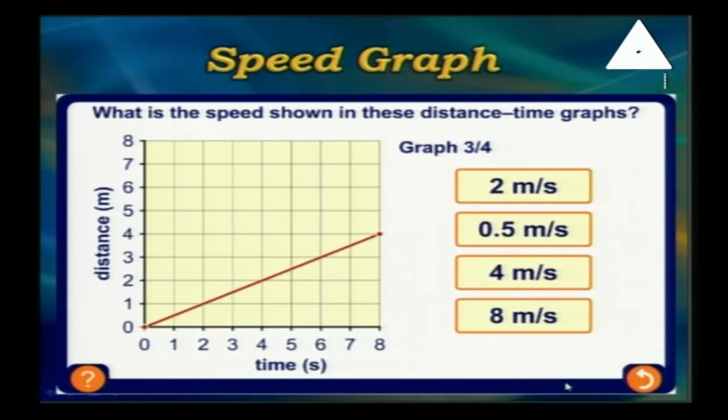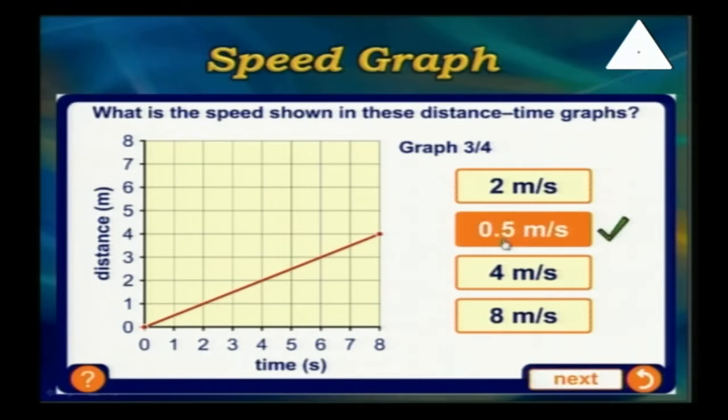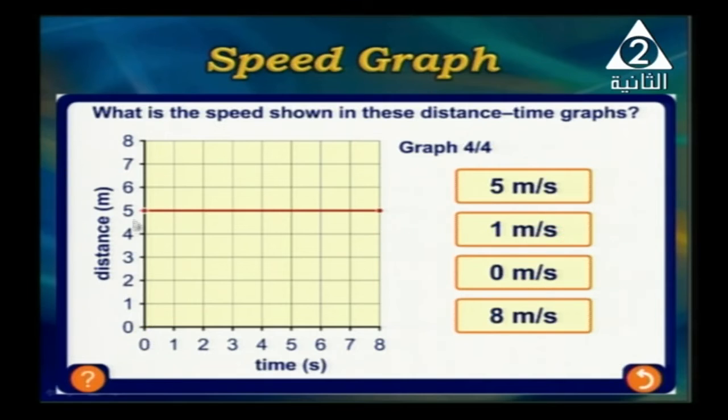Next one, you have this part like the first one. Here we have 4 and here we have 8 seconds. 4 meters divided by 8 seconds equals 0.5 meters per second. Very good. Next, this one equals what? Equal 5 meters per second? No way.